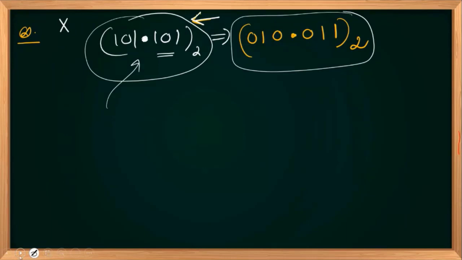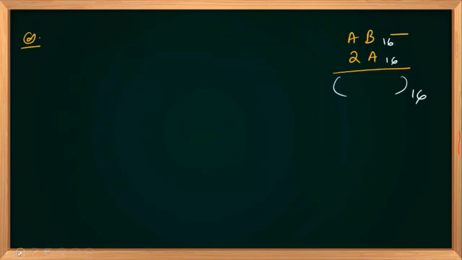Okay, right. So let us come back to this. AB minus 2A. What is the result? Subtraction. It's very simple. B's decimal equivalent is how much? 11, right? And A is 10. 11 minus 10 is 1. So I can write 1. No issues. A is 10. 10 minus 2 is 8. So 81 hexadecimal.